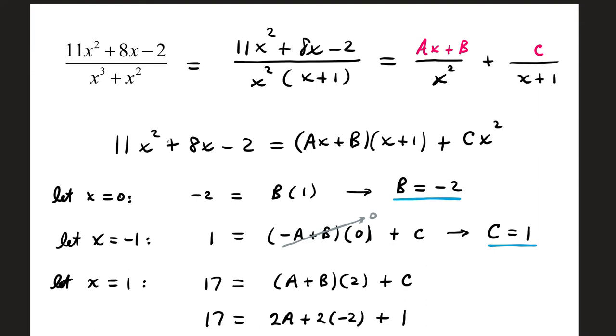x cubed divided by x squared is x. x squared divided by x squared is 1. So that leaves us two factors. This one is actually a quadratic factor. Let's just leave it as a quadratic factor.